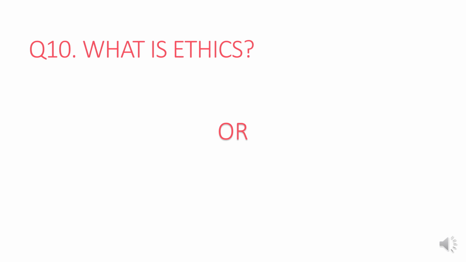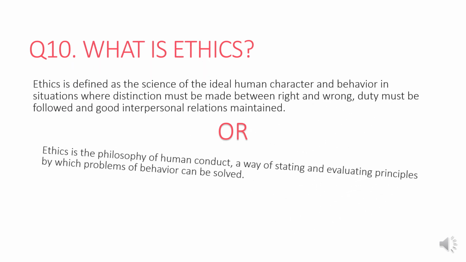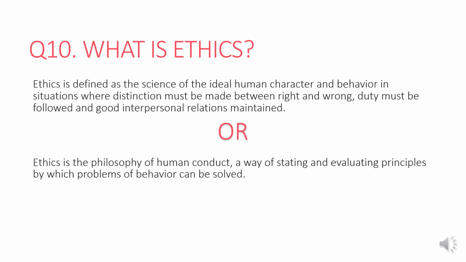Question is, what is ethics? There are two definitions, so you can learn whichever you want. First one is, ethics is defined as the science of the ideal human character and behavior in situations where distinction must be made between right and wrong. Duty must be followed and good interpersonal relations maintained. Ethics is also defined as the philosophy of human conduct, a way of stating and evaluating principles by which problems of behavior can be solved.